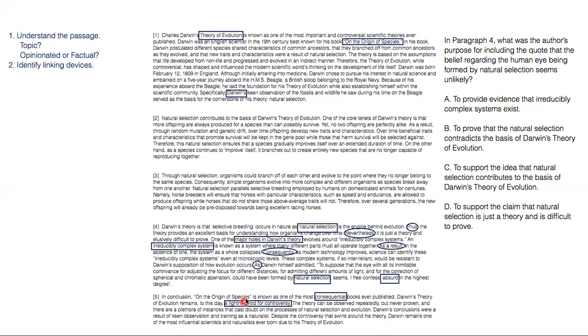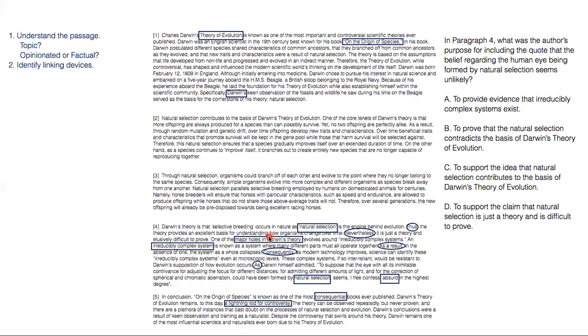Now, one thing you'll probably notice is that since we're quoting Darwin, who lived in the 1800s, some of his words are going to be difficult, even for native English speakers. So don't get nervous when you reread this quote and see inimitable contrivance, or adjusting the focus, or correction of spherical and chromatic aberration. That's okay. You don't need to know the meaning of every single word here. That's not what they're asking you to do.